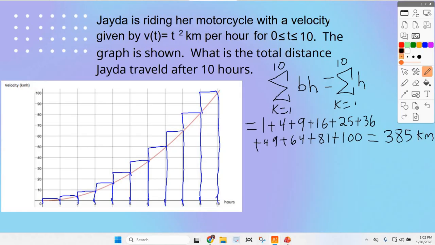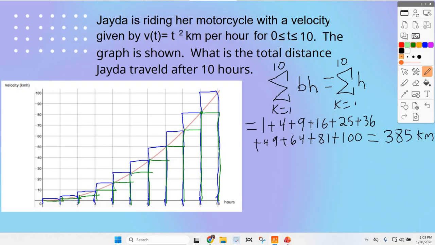Using rectangles still. How so? Instead of going where the right side meets the line, you go where the left side meets the line. Ah, so like for my last interval 9 to 10, I could make that my 9. Okay. So what's the only difference going to be from our right hand approximation to our left hand approximation? The left hand one's going to be an under approximation. It is.